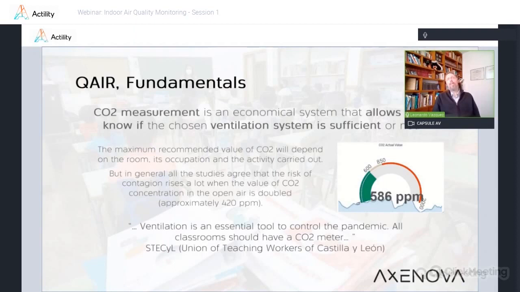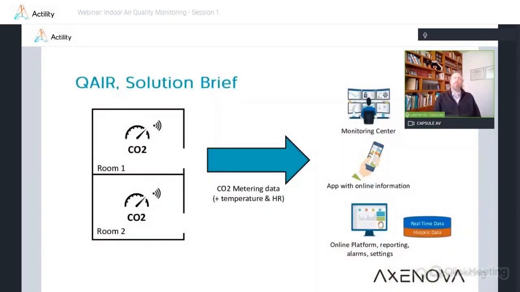To resume, in general, most agree that to contain the risk of contagion, carbon dioxide concentration in indoor places should not go over 2 times the carbon dioxide concentration in open air. This is more or less 150 parts per million. The solution consists of a carbon dioxide sensor in each room.